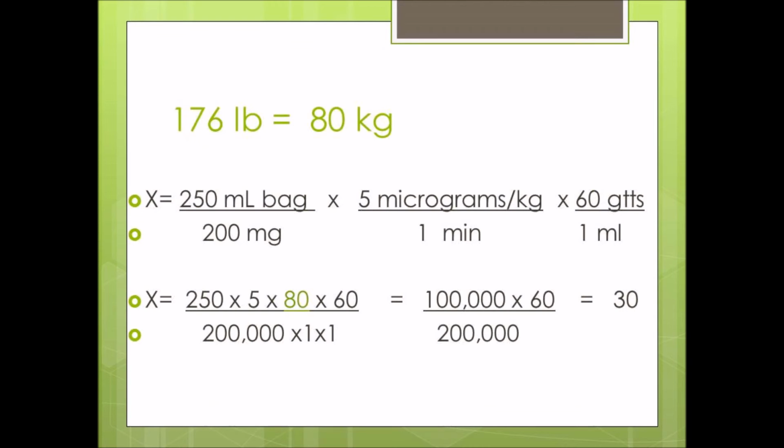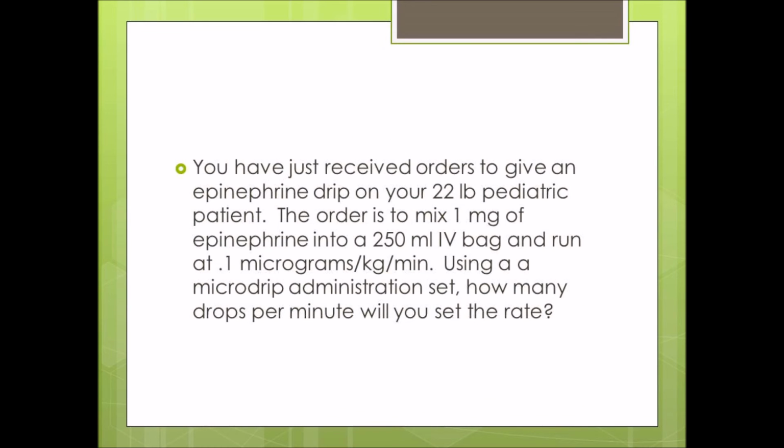We do our formula, we still have our 250 milliliter bag with 200 milligrams of dopamine in it. This time 5 micrograms per kilogram, so as we bring that down, that's going to be 5 times 80, and we have our 60 drop set. Well, 5 times 80 is equal to 400. 400 times 250 is equal to 100,000. Now converting our 200 milligrams into micrograms is 200,000. So basically we have 100,000 over 200,000, or equal to 1/2. 1/2 of 60 is equal to 30.